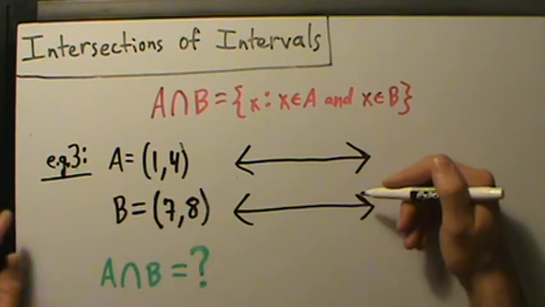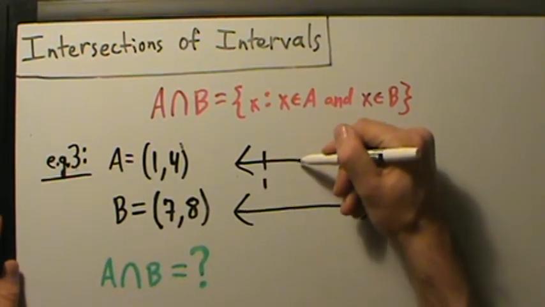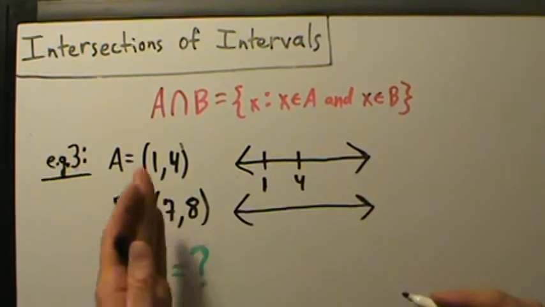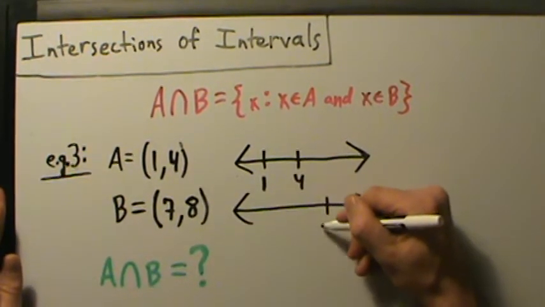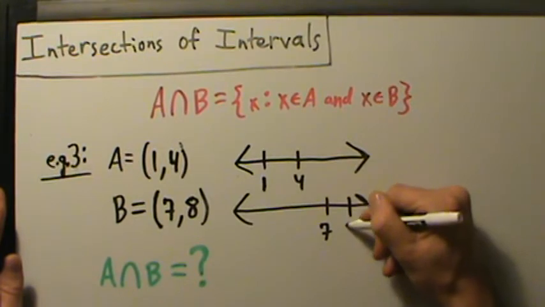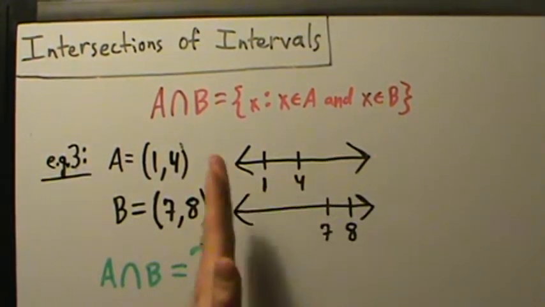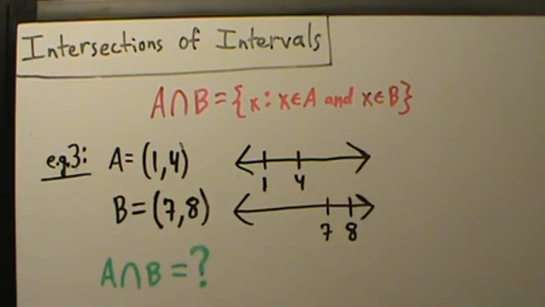So 1 to 4, okay, so we'll put 1 over here, I guess we can put 4 over here. And then 7 and 8. So 7 and 8 are both further to the right. So 7 here, and then 8 over here. Not really to scale, but that doesn't matter. We just want to make sure we get the order right. So 1, 4, 7, 8 as we go from left to right.